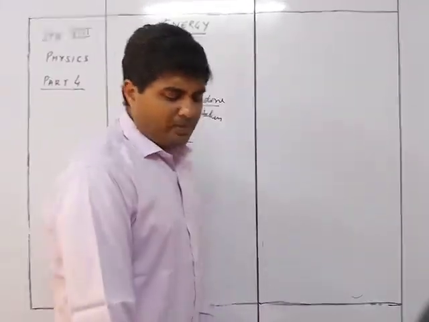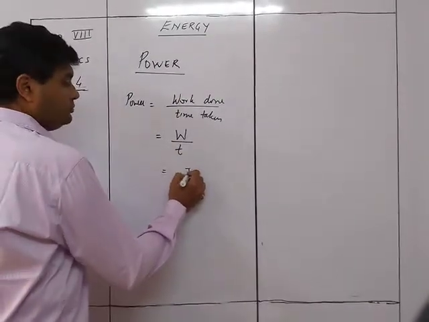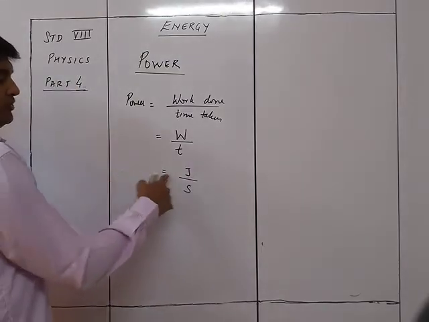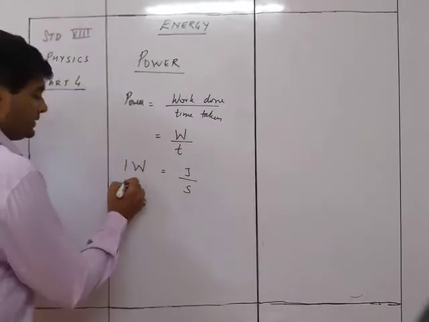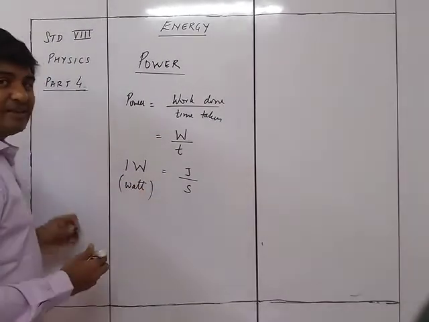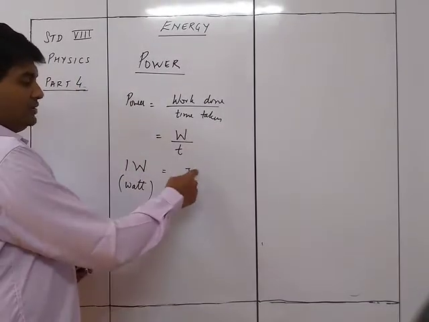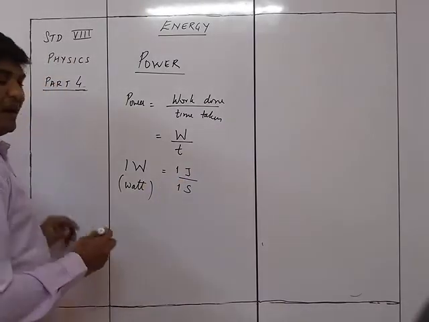Now, the units of power. We know that the unit of work is joule, and the unit of time is second. Therefore, power is joule per second, which is given as 1 watt. Watt, W-A-T-T, is named after the scientist James Watt. So 1 watt is equal to 1 joule upon 1 second.